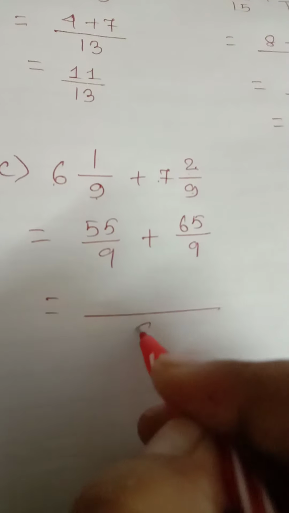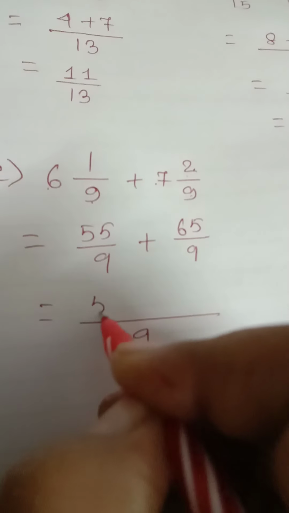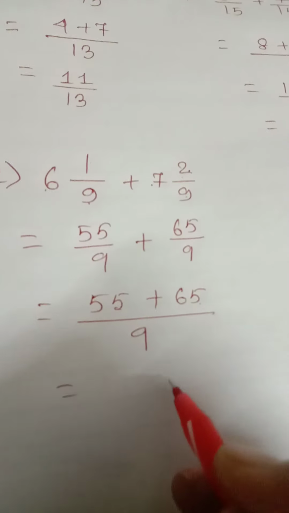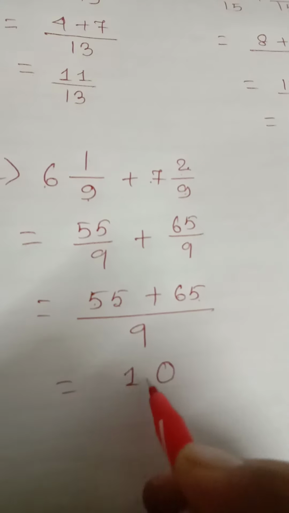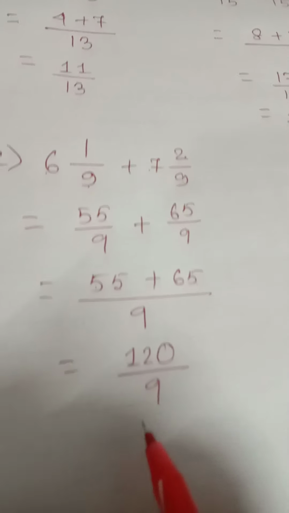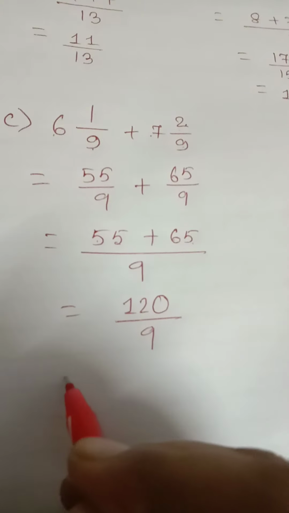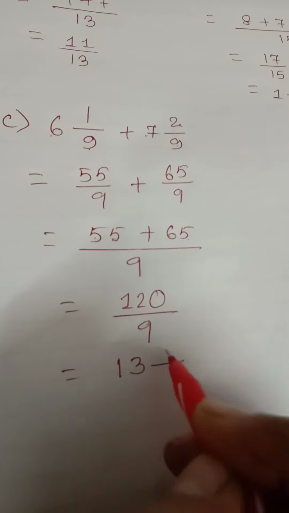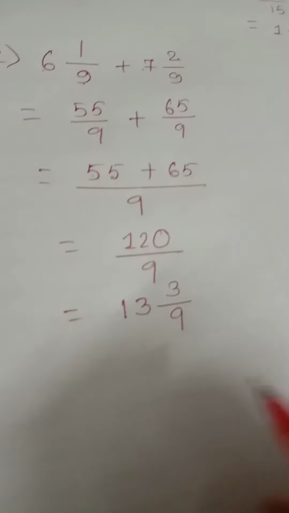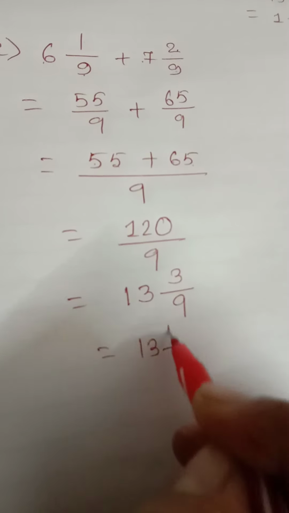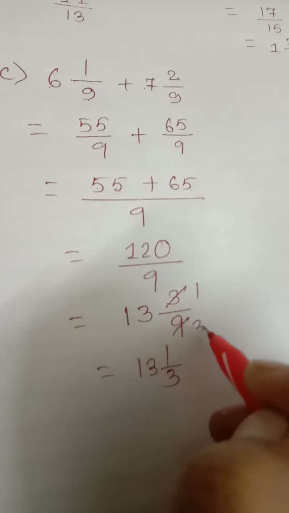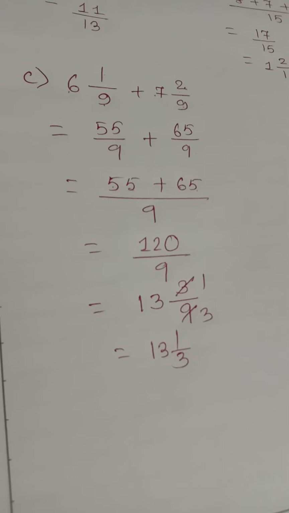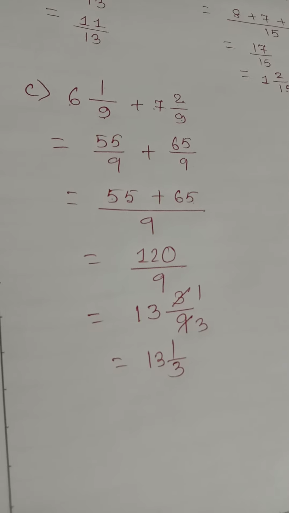Now the denominator is 9. 55 plus 65, we add up. 5 and 5, 10. 6, 5, 11 and 1, 12. So 120 by 9. Now we will simplify it. 9 ones are 9, 9 threes are 27. So 13 by 3, or if you want, you can write it as 13 whole 1 by 3. Because 3 ones are 3, 3 threes are 9, we can cancel. So the final answer is 13 whole 1 by 3. It was question number C.